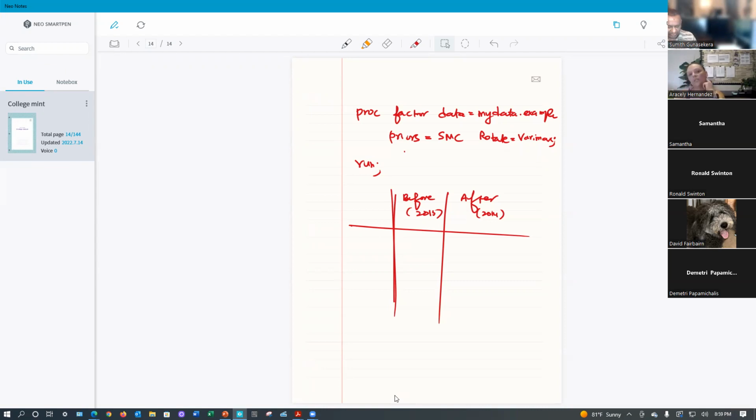Is it because we're interested in the differences and the difference between one year to another? Exactly, and then we can say before and after, no? Before and after. See?